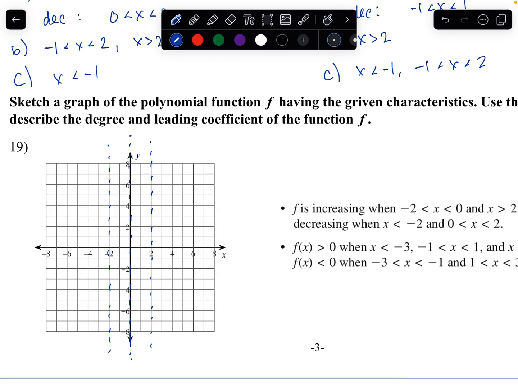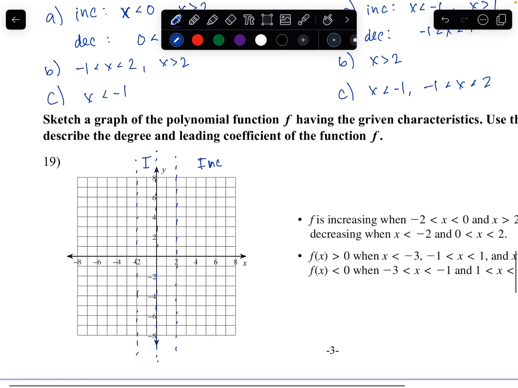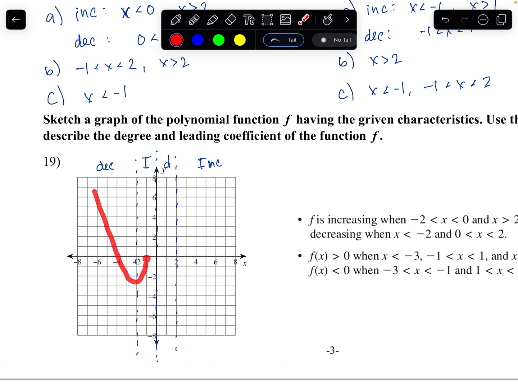So we're increasing here. And then we're increasing when x is greater than 2. So we're also increasing here. And then we're decreasing when x is less than 2. So we're decreasing here. So this means that the graph, when I'm reading left to right, has to be going down like this right here. And then it has to be increasing, then decreasing, then increasing, like that.